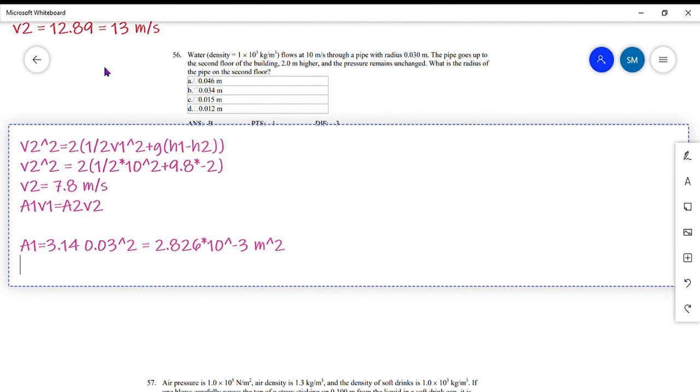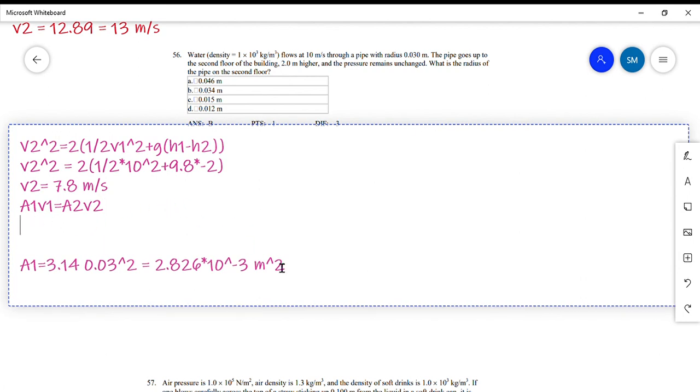This is A2. So we calculate A2, and we have V1 and we just calculated V2. So we have V2 and V1 and A1. We wanted to know A2. I'm sorry, we wanted to know A2. We have A1, V1 in the givens, and we just calculated V2, and we wanted to know A2.